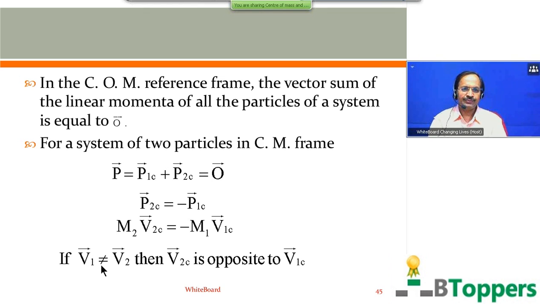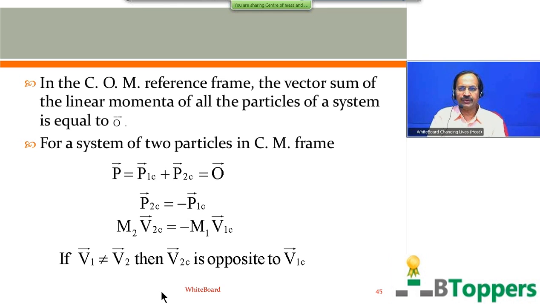V1 bar is the actual velocity of m1 and V2 bar is the actual velocity of m2. It means V1 bar is the velocity of m1 with respect to a stationary observer on the ground. V2 bar is the velocity of m2 with respect to a stationary observer on the ground. Come on, finish copying this part of the notes. In case you need more time to copy the notes, you can take a pause and take your own time.